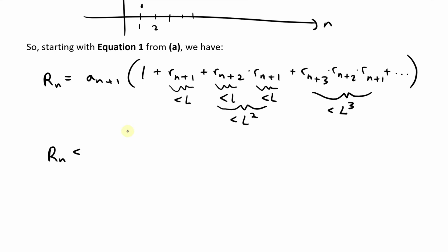So what we end up having is, if Rn equals that, Rn is going to be less than or equal to, I'll just put an equal sign in case there's some extra case I didn't account for, like an plus 1 equals 0 or something like that. So let's put less than or equal to, an plus 1, because either case will work, and then here, 1 plus L, plus L squared, plus L cubed, plus dot dot dot. In other words, we have a geometric series.